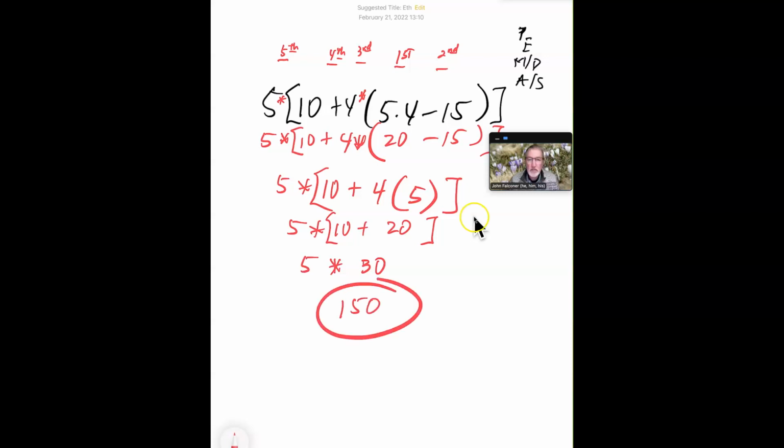So our final answer is 150. This expression, when evaluated completely, is 150. And see, I've got 1, 2, 3, 4, 5 steps. If I'm going over your answers, I can see your work and see what you did. And if there are mistakes, we can talk about what happened, and I can give you partial credit when you know how to do it.